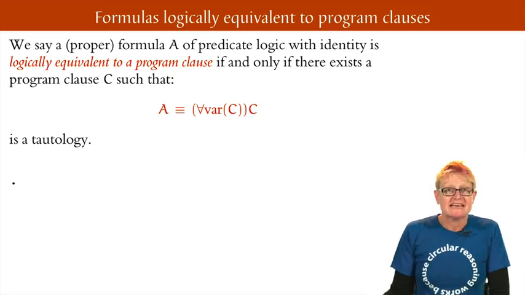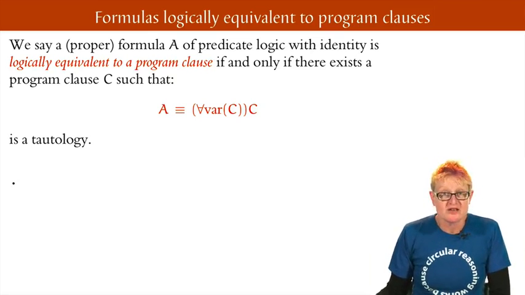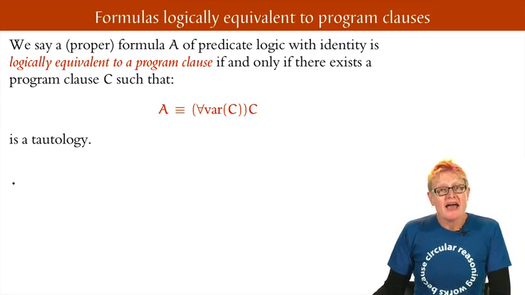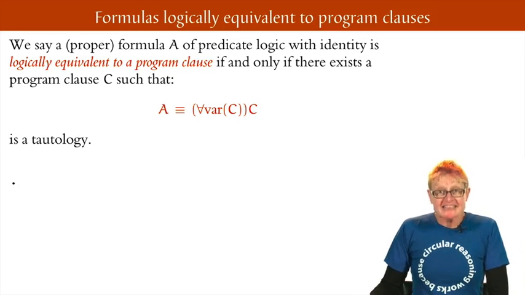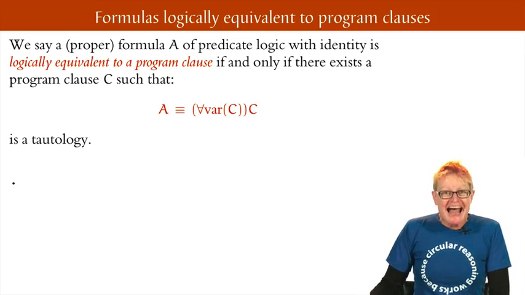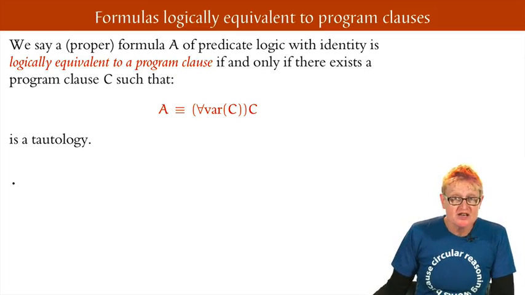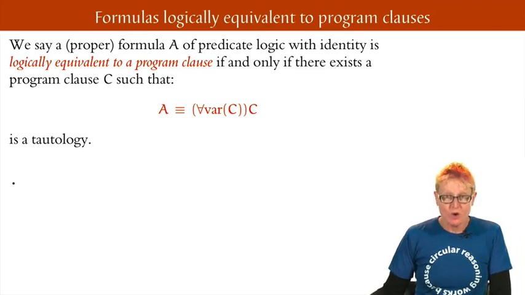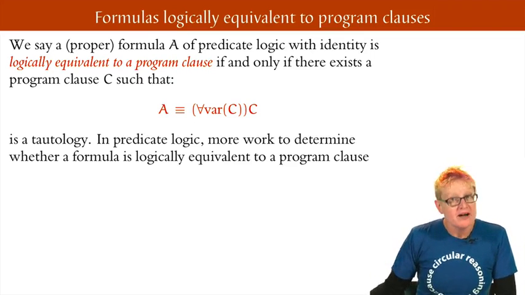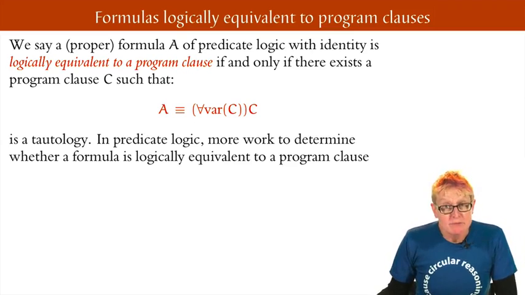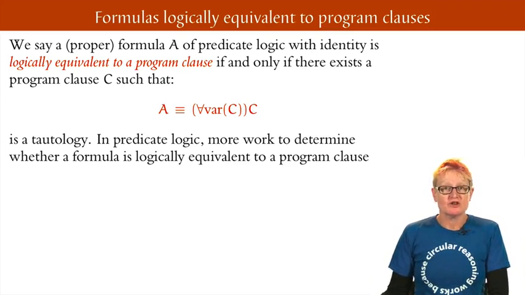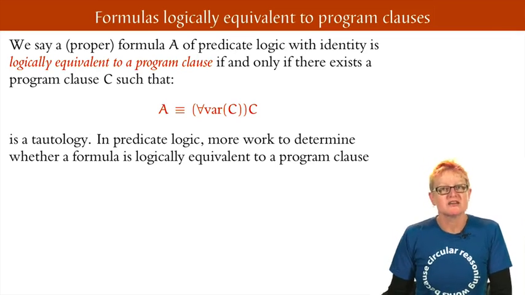Now, we start by getting a better understanding of formulas that are logically equivalent to a program clause. This is the case when the formula A, if and only if, the universal quantification of C is a tautology where C is a program clause. In predicate logic, it's going to take a bit more work than in propositional logic to show that a formula is logically equivalent to a program clause.